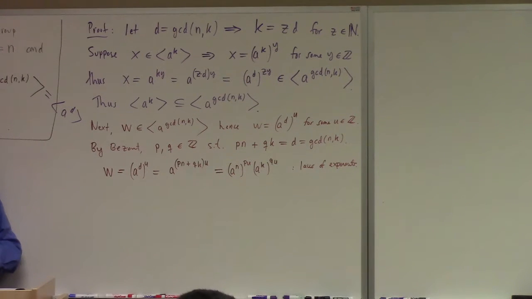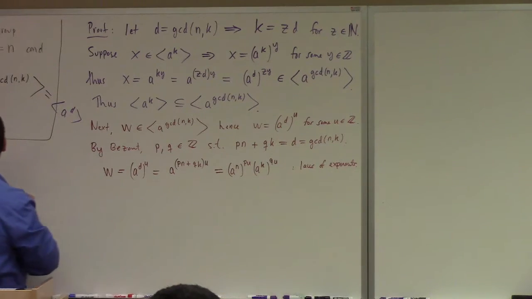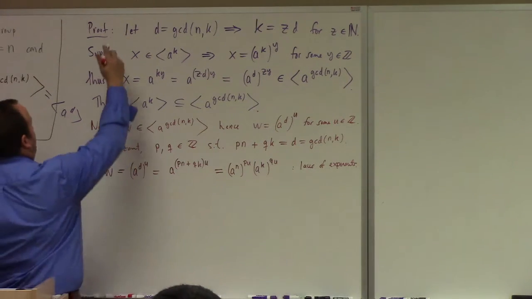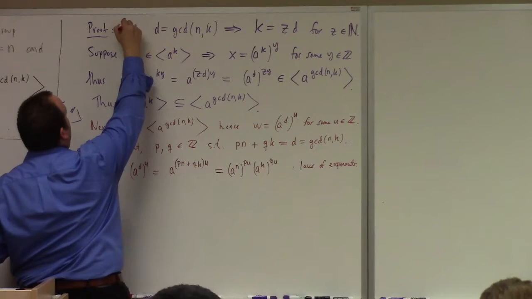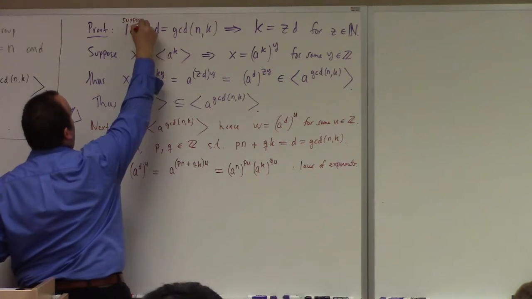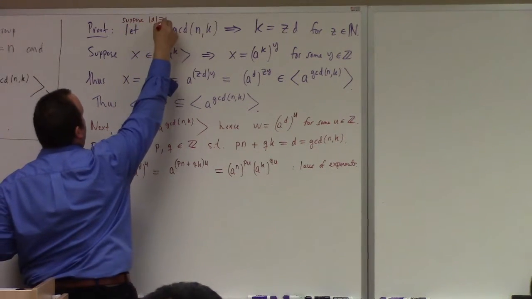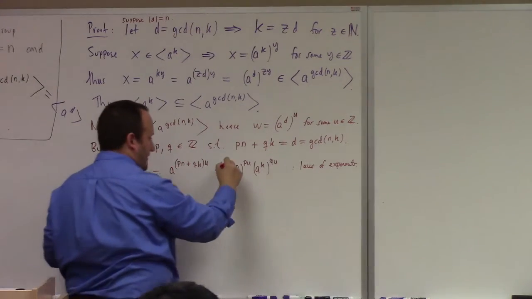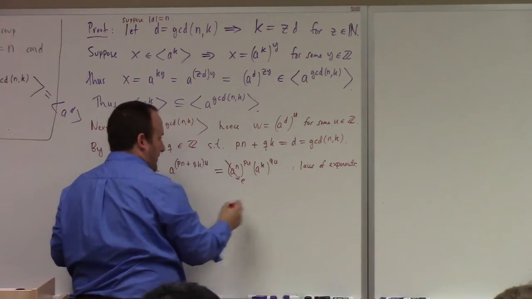Right. All right. What's a to the n? Yeah, by assumption that's e. I should say at the start of this, suppose the order of a is equal to n, right? So this is e. And so what do we have?